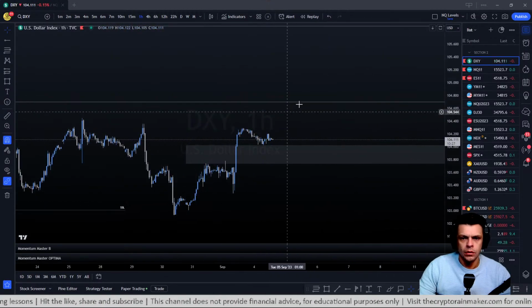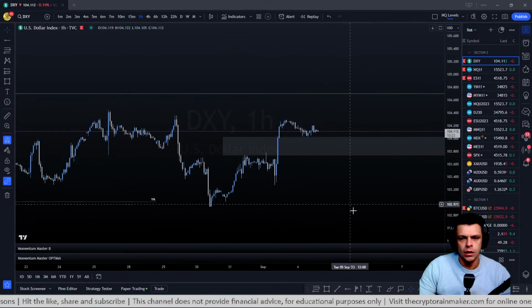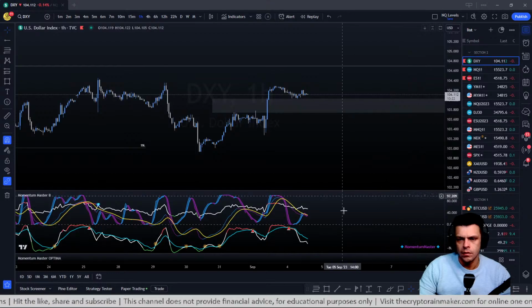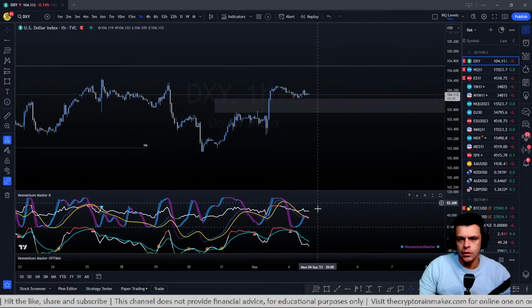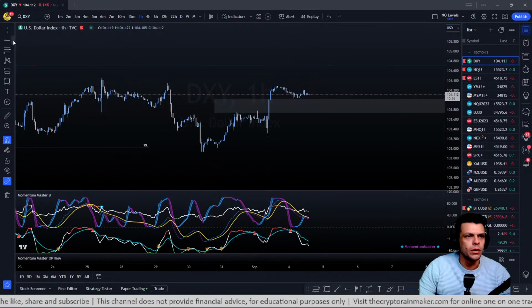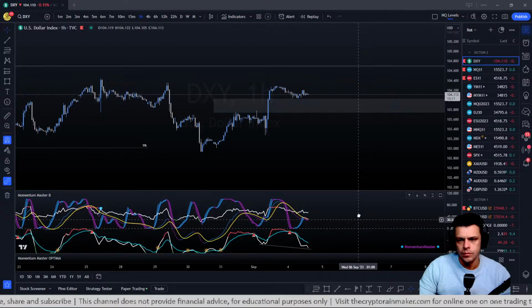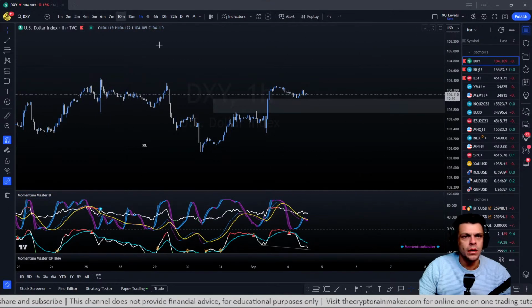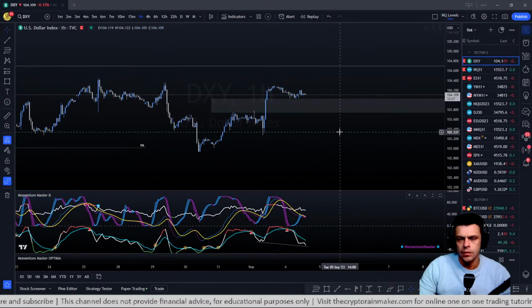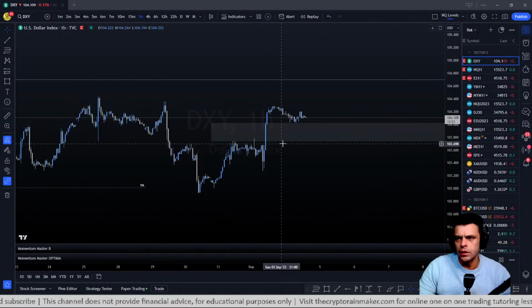Okay, now the 1 hour is just kind of moving sideways, reprice that imbalance right there. Stochastics wants to push to the upside, and the Williams is also resetting with a bullish divergence. We'll have to see how that plays out. Alright, so I think that is my analysis for the dollar index.